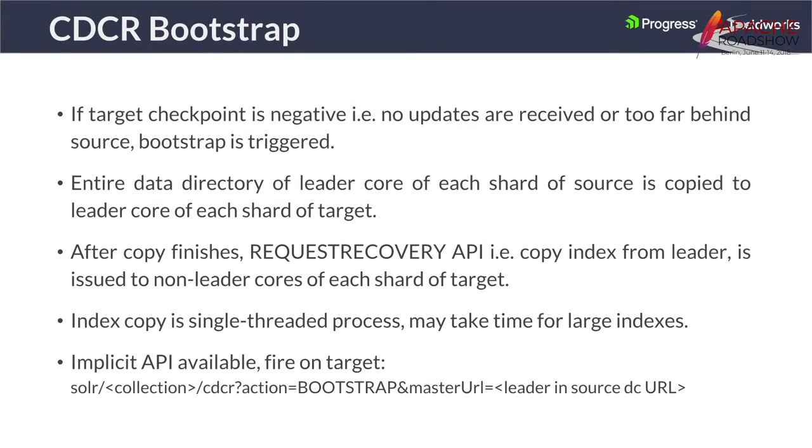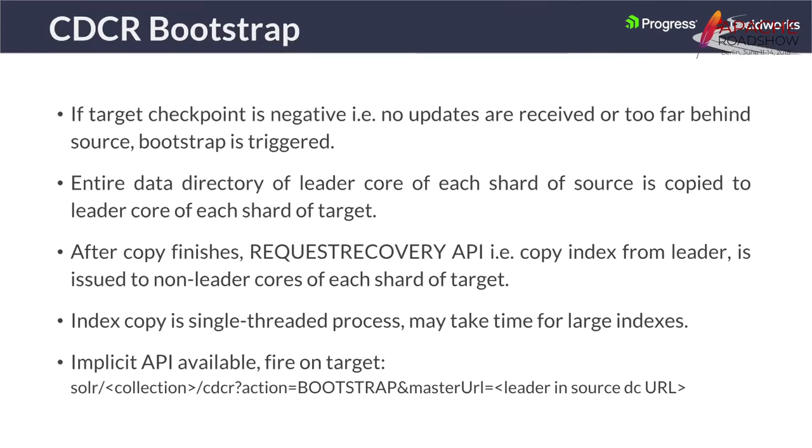Next, we have Bootstrap. To mitigate this limitation of not being able to handle a huge amount of updates, Bootstrap was introduced in 6.2. So the first time the target collection is up, its checkpoint is negative, it's -1. When the source sees that the target checkpoint is -1, it will trigger a bootstrap operation. Bootstrap essentially is copying data from one place to another. In this particular case, the data is replicated from the leader node of the source to the data directory of the leader node at the target.